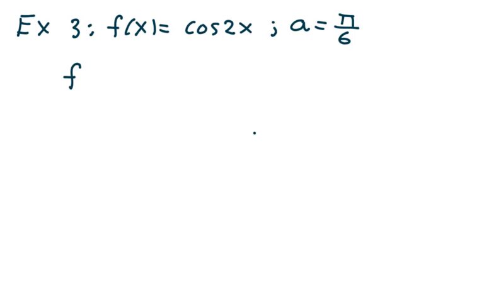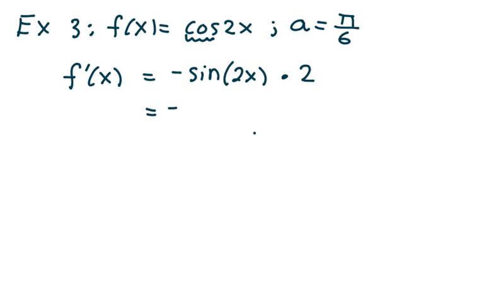Now, f prime of x, the derivative of the cosine function is negative sine. So I'm going to take negative sine evaluated at 2x, but by the chain rule, I have to multiply that by 2. That's the derivative of 2x. So this is negative 2 sine 2x. Now, notice what I'm doing. I'm going to evaluate f prime at pi over 6 because I'm trying to get the slope of the tangent line.